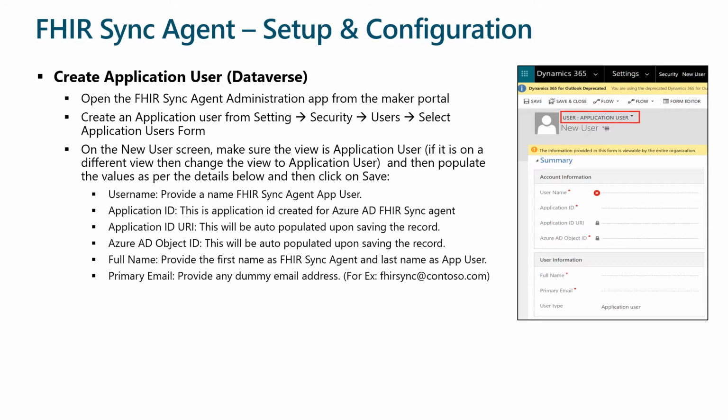The application ID URI will be auto-populated on saving the record. Same with the Azure AD object ID. For the full name and primary email, provide the first name as FHIR Sync Agent and last name as app user, and provide a dummy email address. This creates the application user on the Dataverse side.